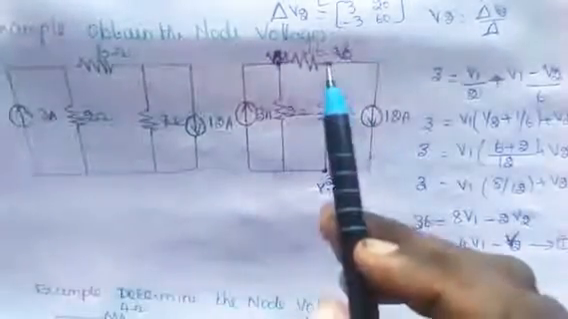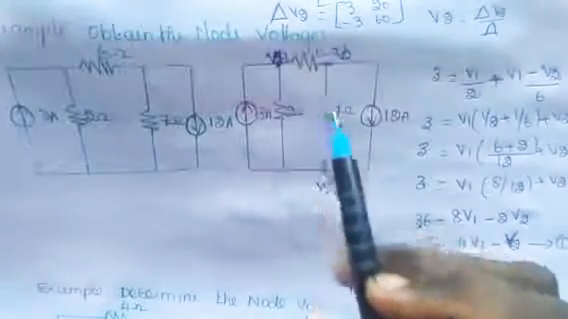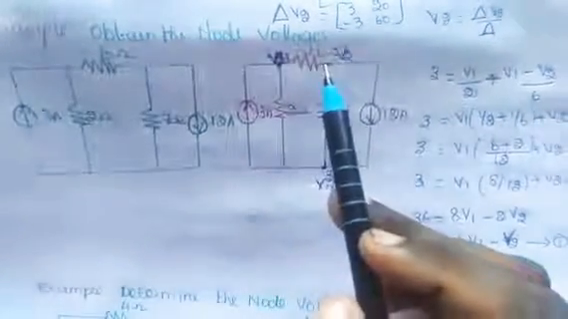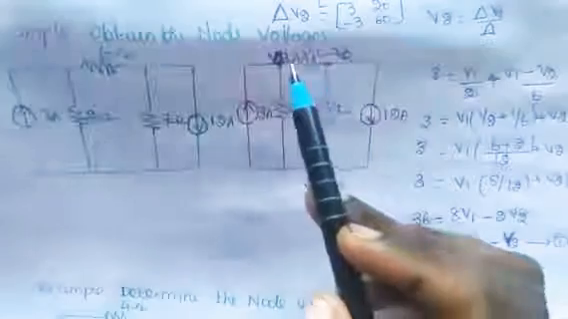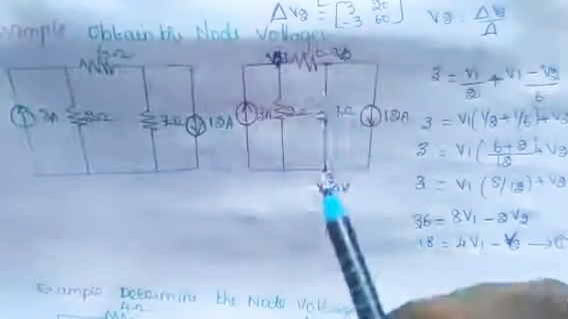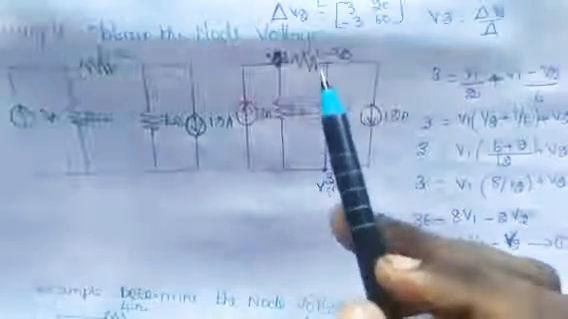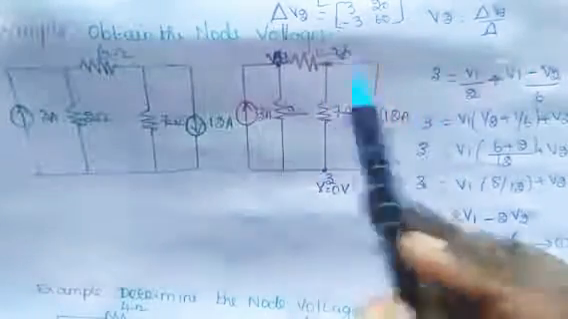Now applying KCL to this node, current will flow through these 2 resistors from higher potential to lower potential. So for this resistor, (V2 minus V1) by 6, for this resistor (V2 minus 0) divided by 7, and this current is also leaving the node.